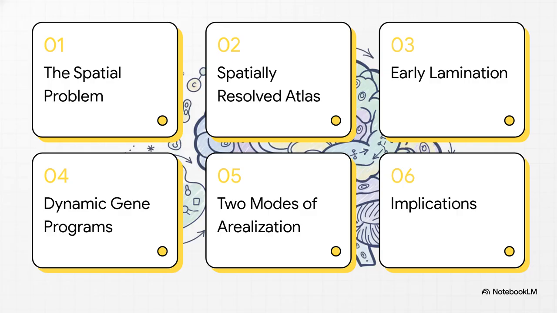This analysis will cover 6 sections. We'll begin with the core spatial problem in the field, then describe the spatially resolved atlas that was created to solve it. From there, we'll examine the findings on early lamination and dynamic gene programs. This is followed by the paper's central discovery of 2 distinct modes of arealization. And finally, we'll discuss the broader functional and conceptual implications of this work.